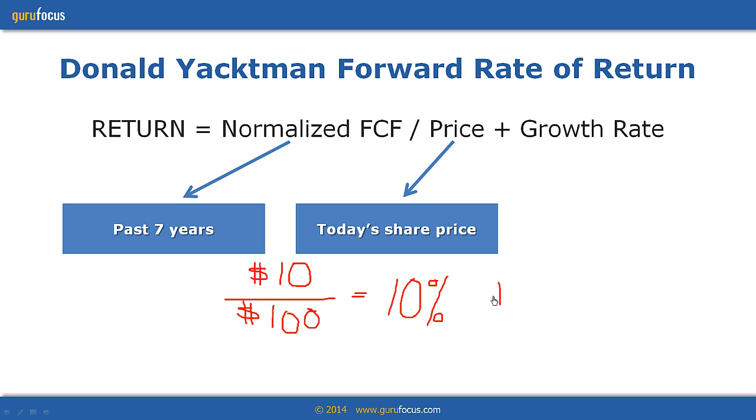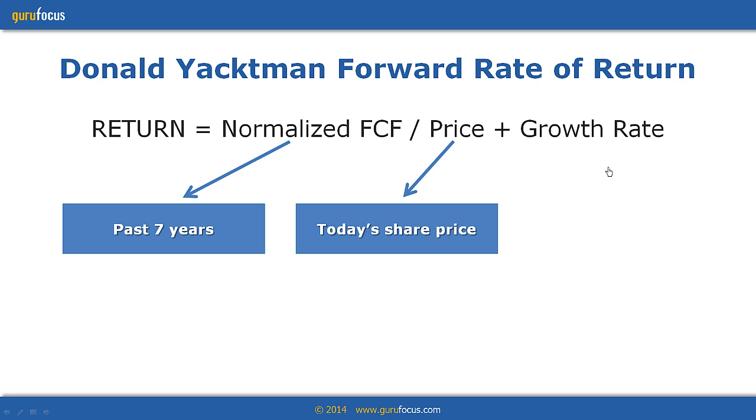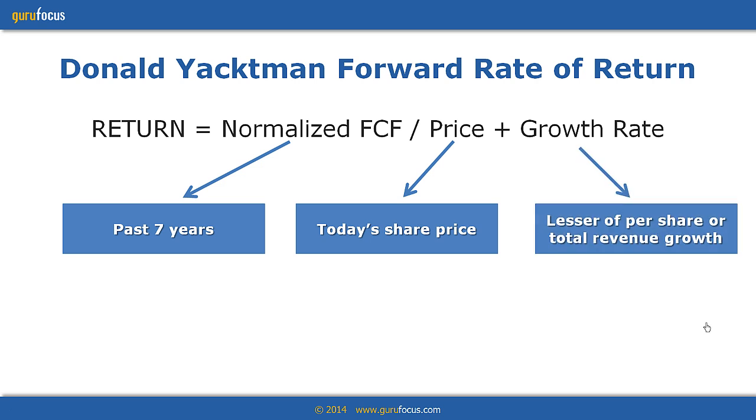And then he adds the growth rate. So if he takes a look at what this company's growing, maybe they're growing 5% a year, you've got that 10% yield, plus you've got some growth coming. So he's estimating his forward rate of return on this stock would be about 15%. Okay, a very, very basic example. And the growth rate they're using there is the lesser of per share or total revenue growth. He's just looking at gross revenue. Okay, he doesn't want to dilute anything down. What are they growing at? And I just showed you the effects of stock buybacks and stock dilution.